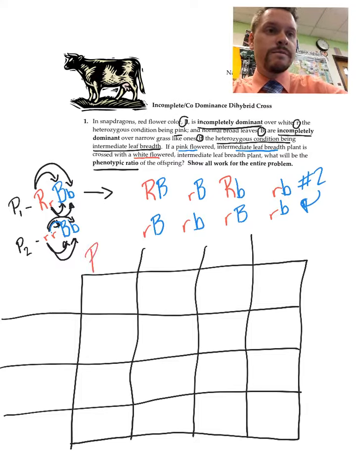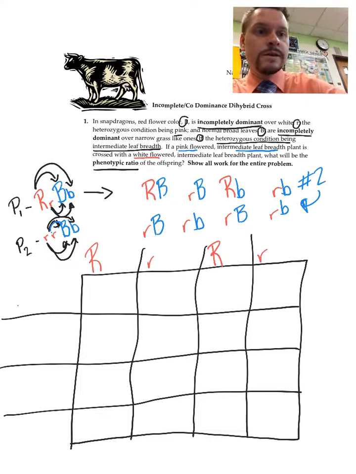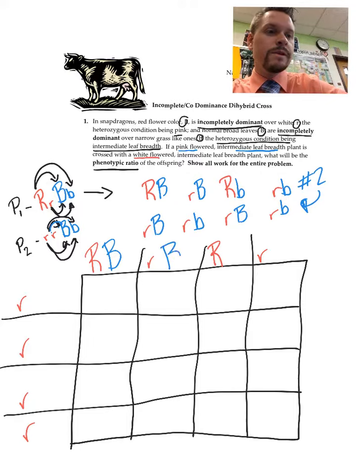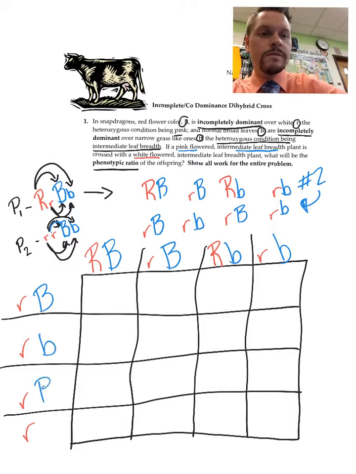So we have big, little, big, little, little, little, little, little, and then put all the B's in. Big B, little b, little b, big, little, big, little.